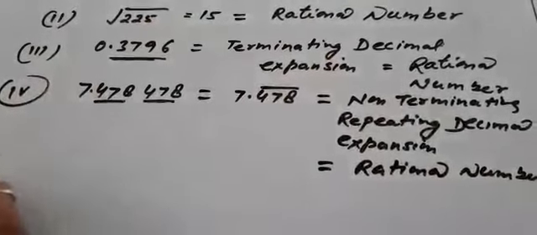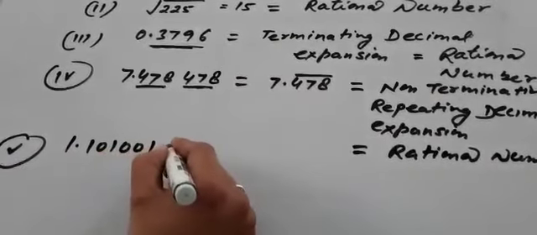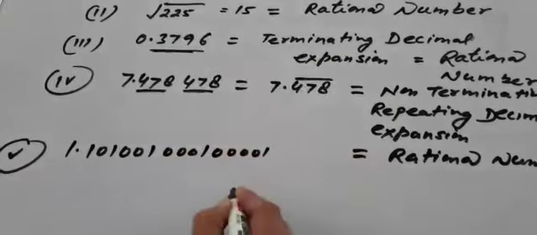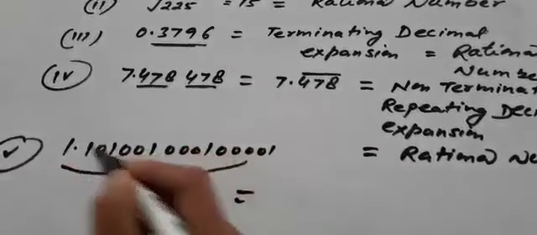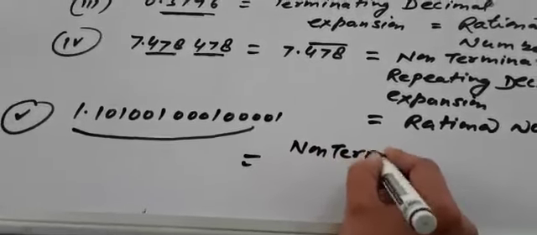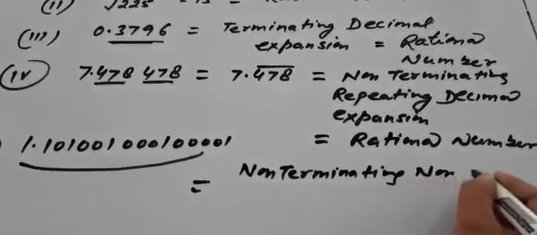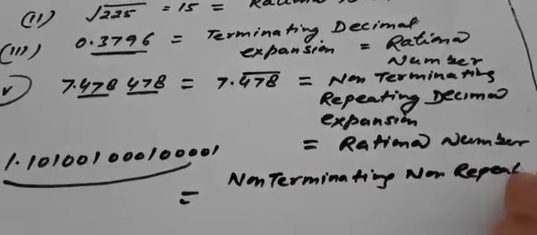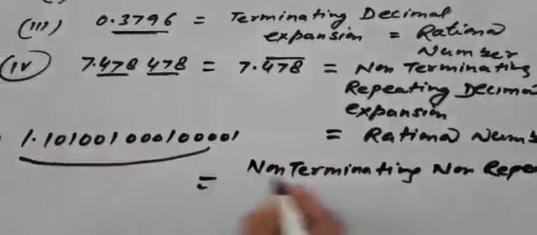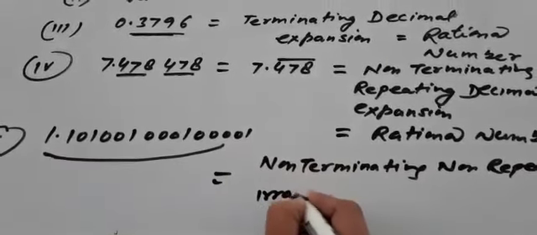And the last one is 1.101001000100001 and so on. This one is non-terminating, non-repeating. And you know by the definition of an irrational number, a non-terminating, non-repeating decimal expansion is an irrational number.